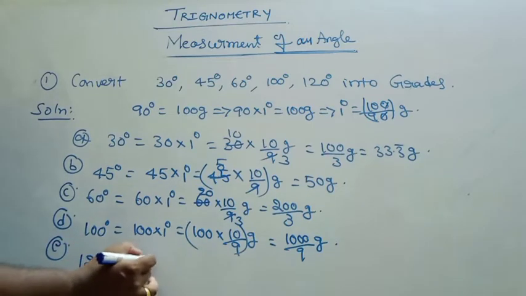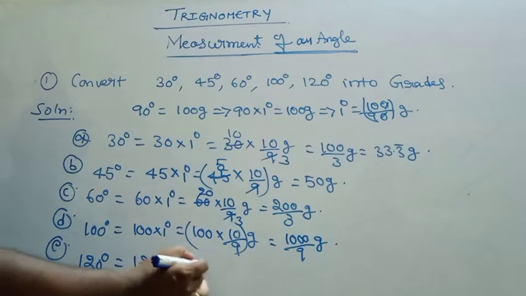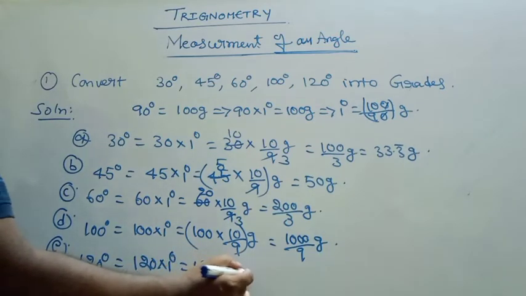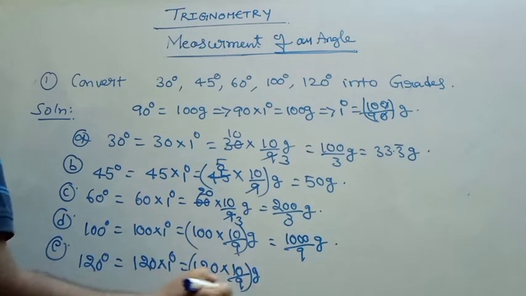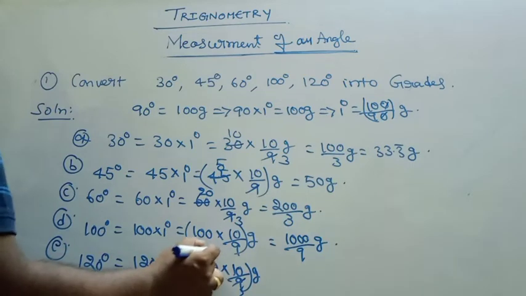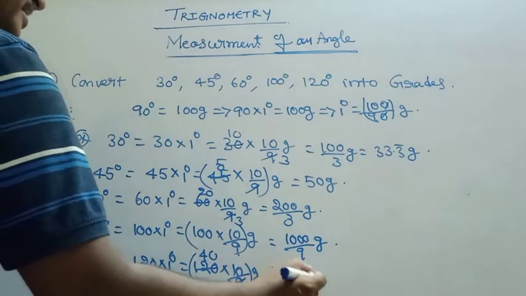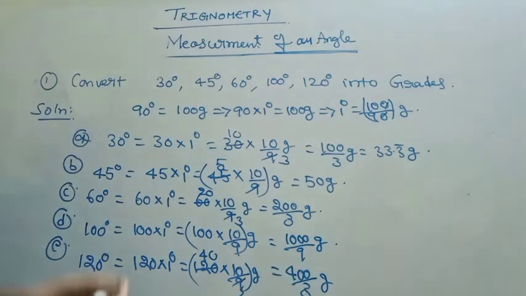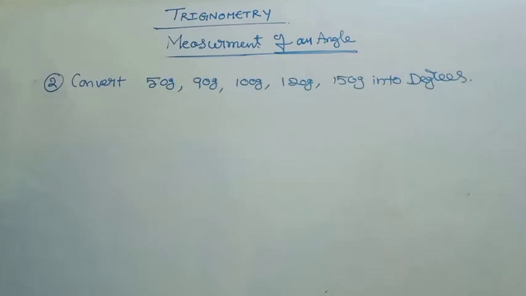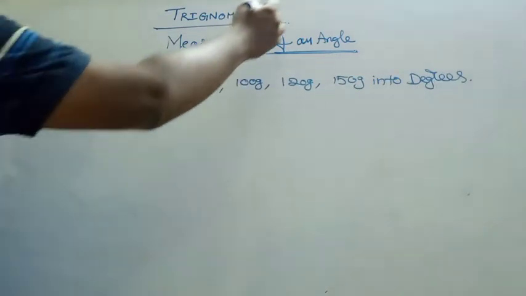This is now 120 into 1 degree. This is now 120 into 10 by 9 grades, like this. Now 3 threes, 3 forties, 400 by 3 grades, like this. 400 by 3 grades. Beautifully we have got these conversions, right, my dear students?